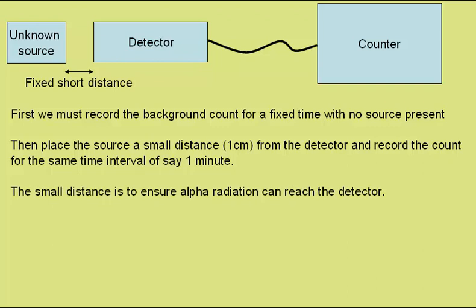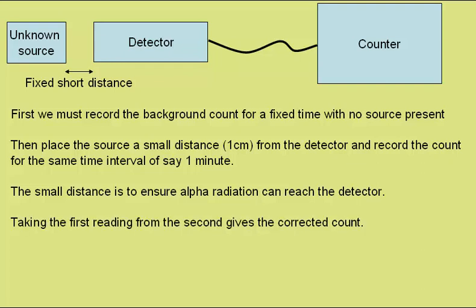The small distance is to ensure that alpha radiation can reach the detector. This can only pass through a few centimetres of air. Taking the first reading from the second gives us the corrected count, the count due to the source.